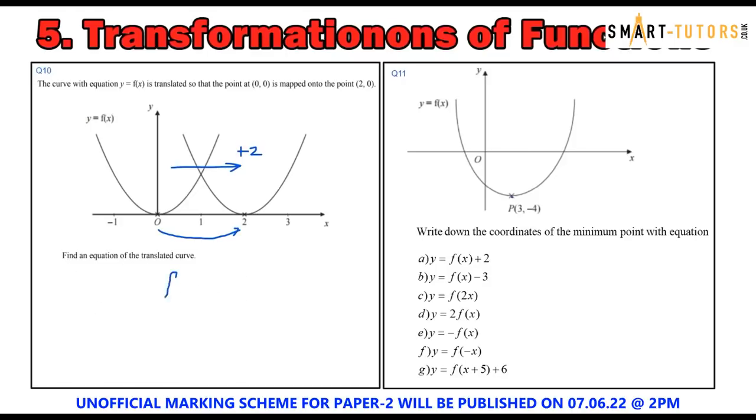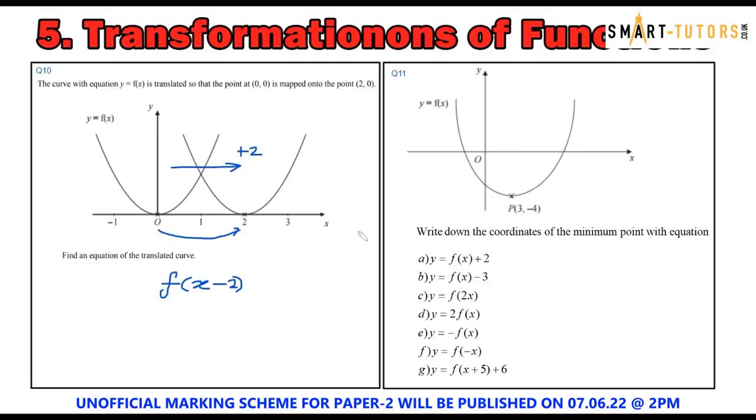So the translated curve's equation is f of bracket, inside opposite sign, x minus 2. If it is going to the left-hand side, x plus 2. If it is right-hand side, x minus 2. You need to remember the steps.